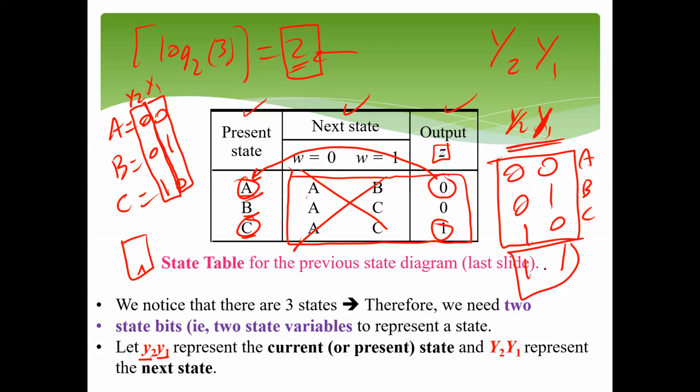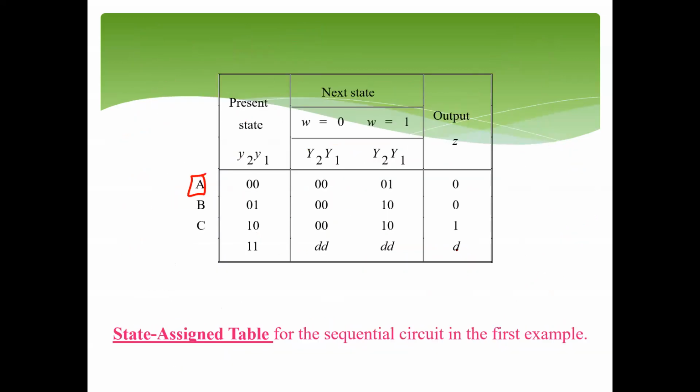Anything that you won't be using, you can make don't cares, so it makes your K-map simplify better. Come back to this table. Now state A has been changed to 00. State B has been changed to 01, so each B in your state table will change to 01, and then state C is 10. Now state 11 will not be used because there is no assignment here. I can make it don't cares.